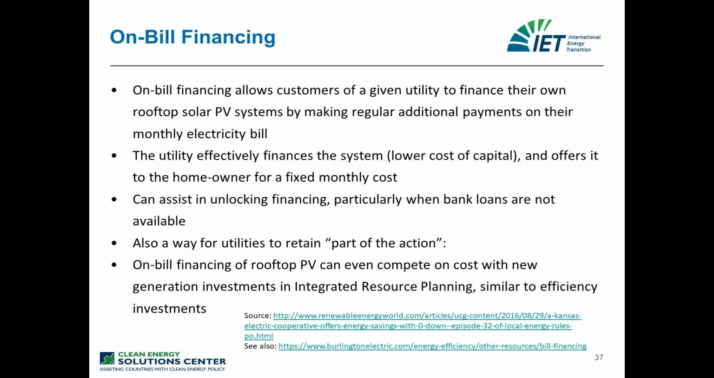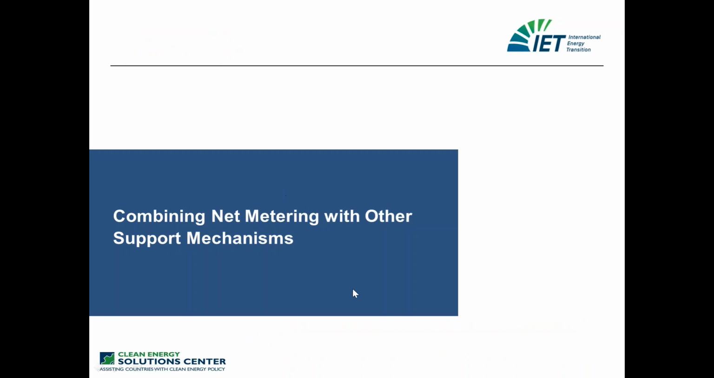Last but not least, another model is on-bill financing, where the additional cost that you have for the system is integrated in your electricity bill. So on the one hand, you're paying small parts of the upfront capital cost of your solar PV system via your electricity bill, and at the same time you're offsetting some of the electricity under the net metering scheme. This is actually quite a nice mechanism for the utility to stay in the business by building and financing the solar PV system, but also allowing their customers to become prosumers and to be more active in the whole system.